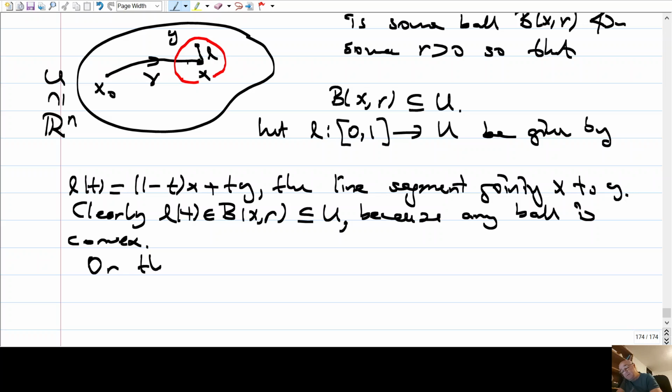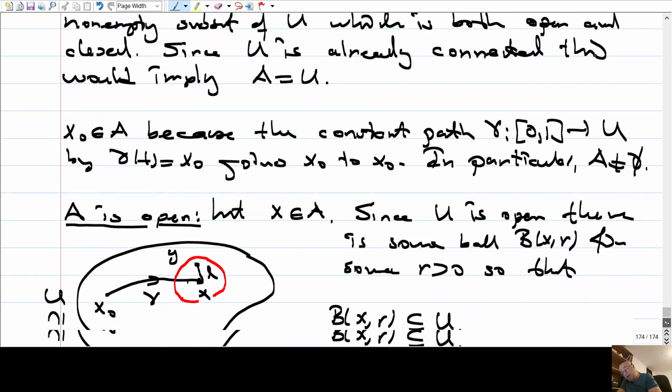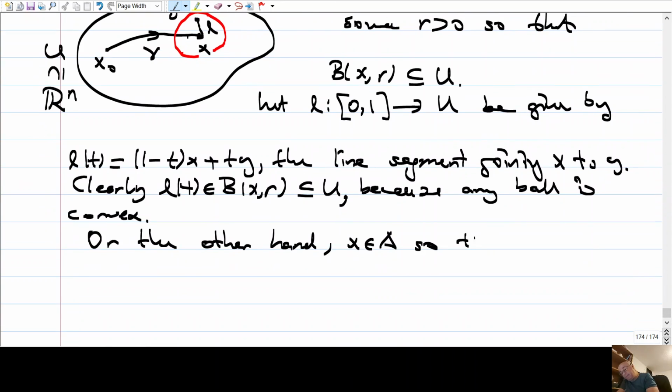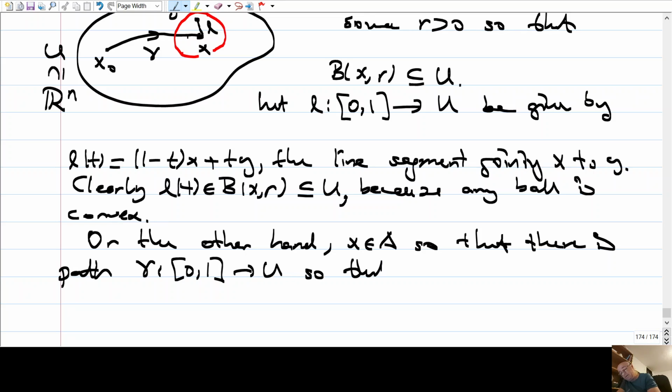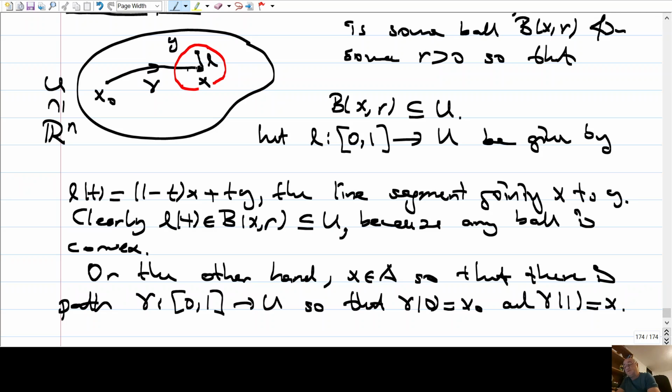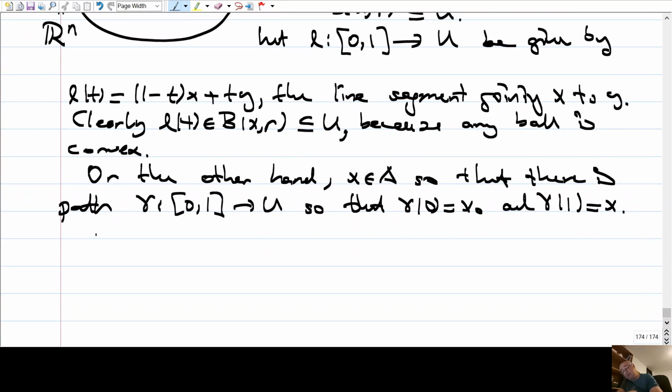On the other hand, x is in A by the choice, right? We picked x in A, and x being in A means that there is a path like this one, gamma, from 0, 1 into U, so that gamma(0) is equal to x0 and gamma(1) is equal to x. So there's a path joining x0 to x and another path joining x to y. Now I'll take the composition of these two paths.